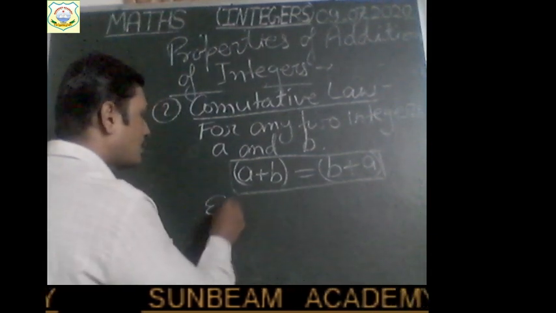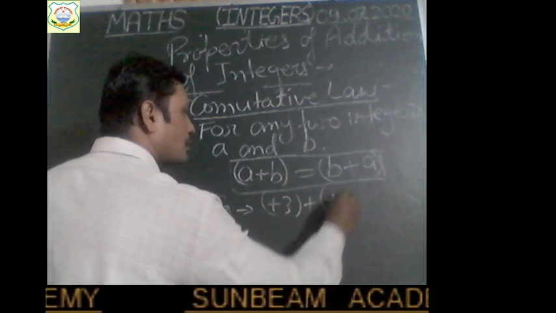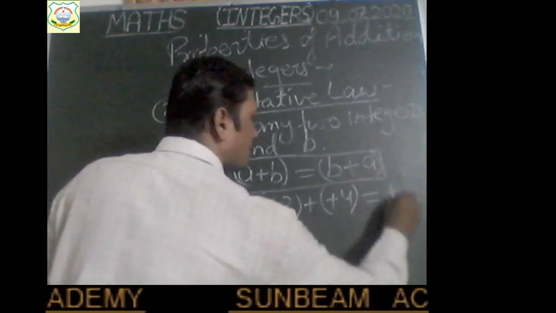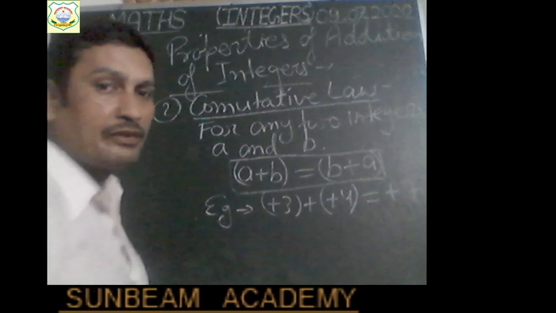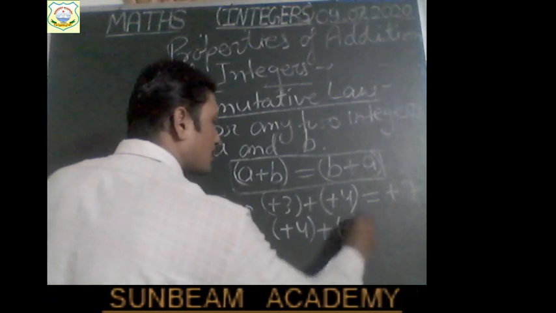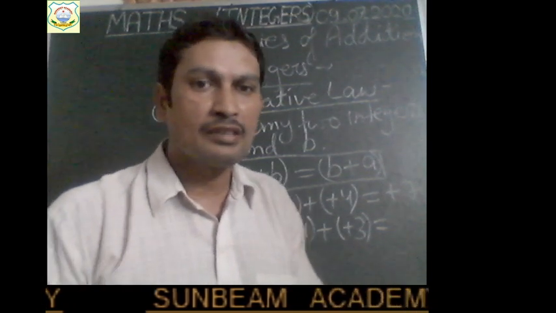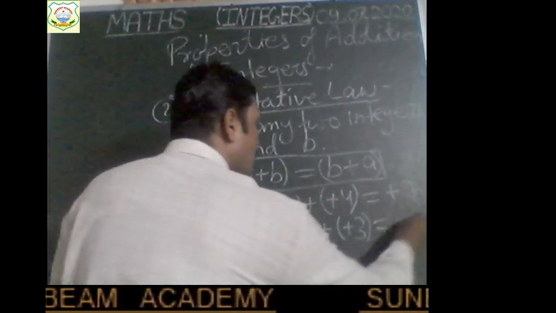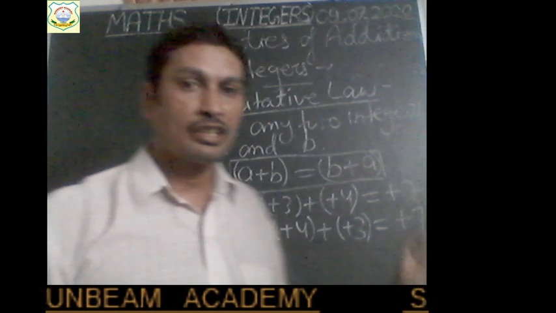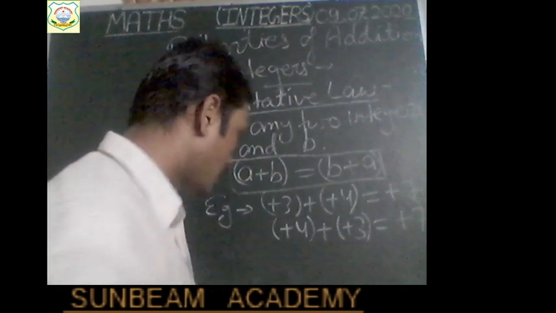Let us take some examples. Plus 3 and plus 4 will give plus 7, right? And what if we change the order? Firstly we write plus 4 and then plus 3. Will the result be changed? No, we still have the same result. So plus 3 and plus 4 will give plus 7. Both signs are the same, so we will add, and we are adding positive integers, so the result will be positive. So we will get plus 7. Right, children? Take another example.